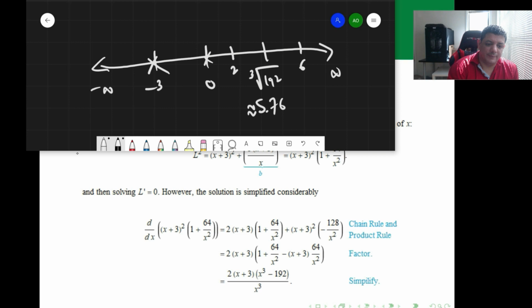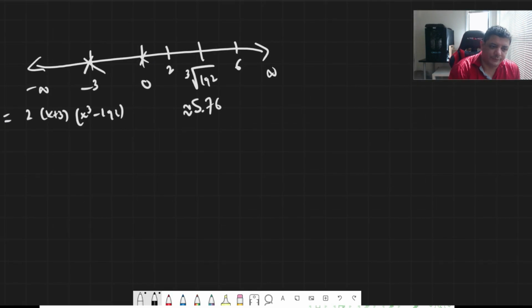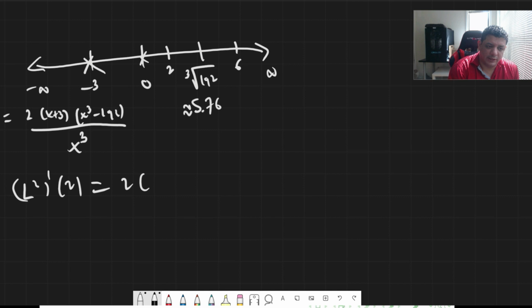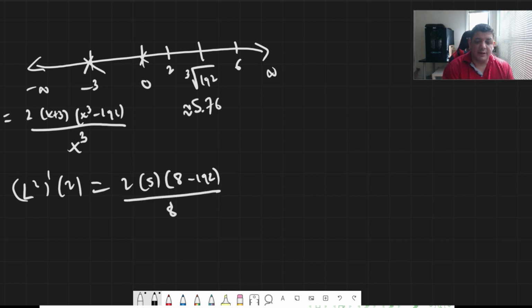So notice L squared prime is going to be twice x plus 3 x cubed minus 192 over x cubed, right? So we take 2, that's going to be 2, and this becomes 5, and this becomes 8 minus 192, and this becomes an 8. So notice that very clearly this is a negative value. So over here, this is decreasing.